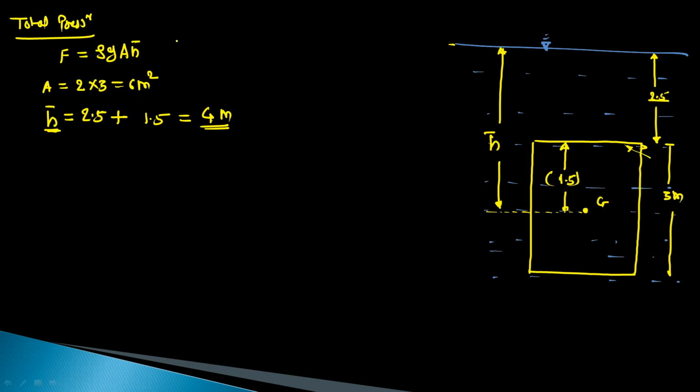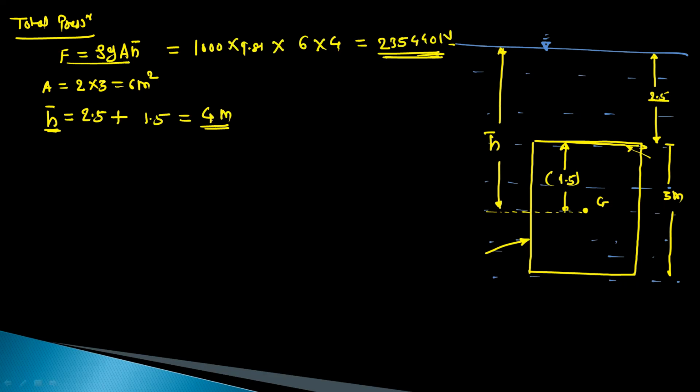And then calculate the F value. So 1000 is the water density, this is 9.81, area is 6, and h bar value is 4 meter. So you will get the answer 2,35,440 Newton. So you can observe here the change in the total pressure as we move that rectangular plate. That means as we increase the depth of this plane, the force will increase.